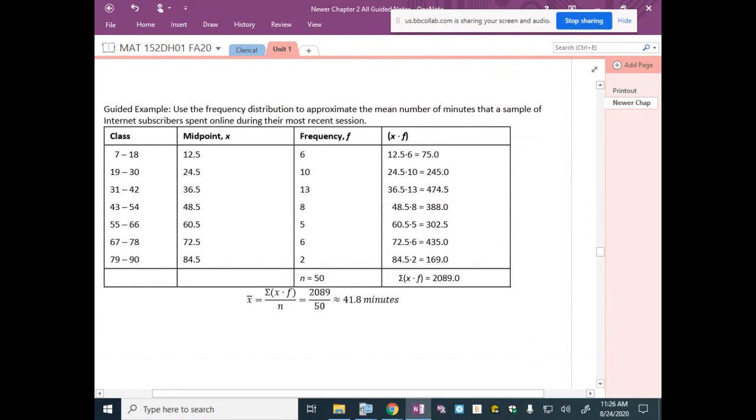So the mean for this is 41.8 minutes. That's the mean number of minutes you have spent online during your first or your most recent session. So again, I'm not a fan of this because this is more of an approximation. For this amount of data, they can just give you the raw data. But I did throw that in there for the book.